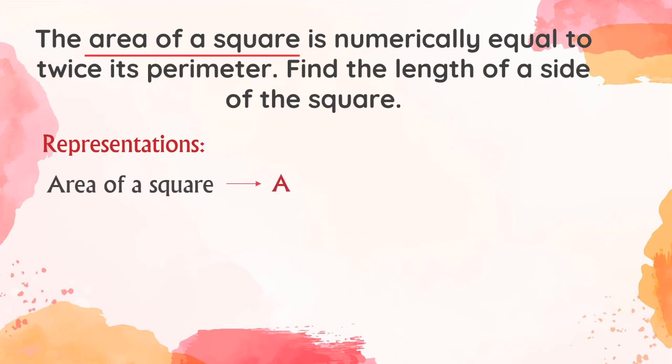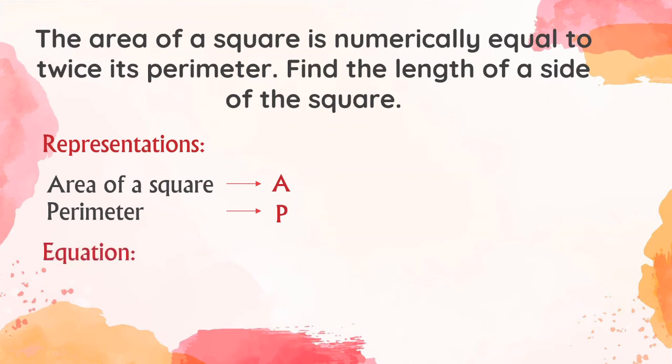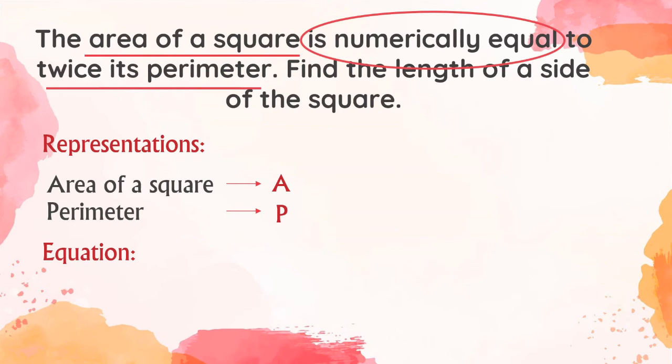Ang area, let us set this as A. For perimeter, let us set this as P. Now, let us set up an equation. The area of a square is equal to twice its perimeter. So, A equals 2P. After mag-set up ng equation, magsa-substitute tayo ng values para makapag-solve tayo.